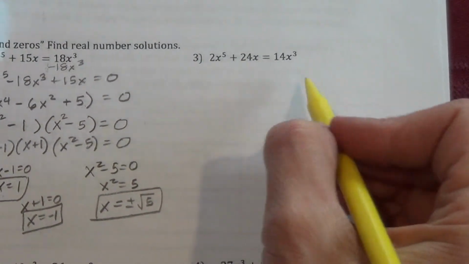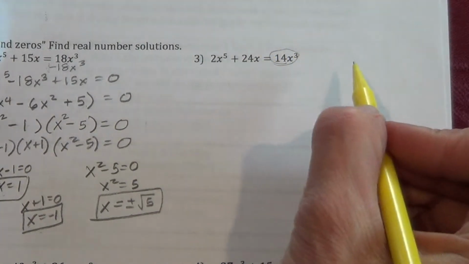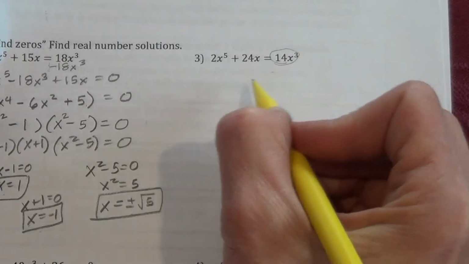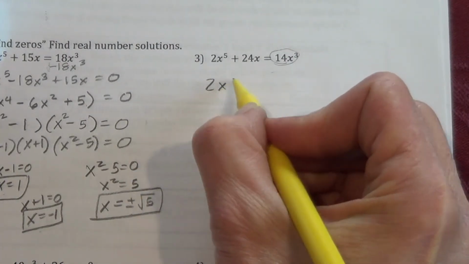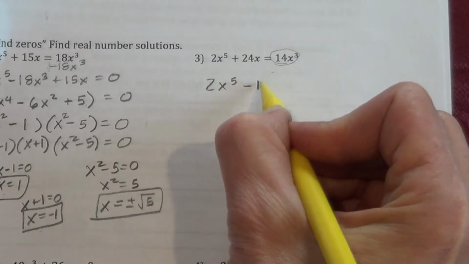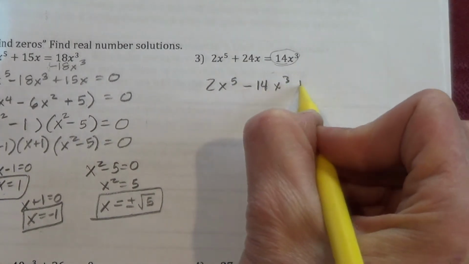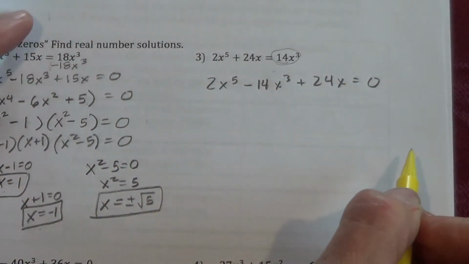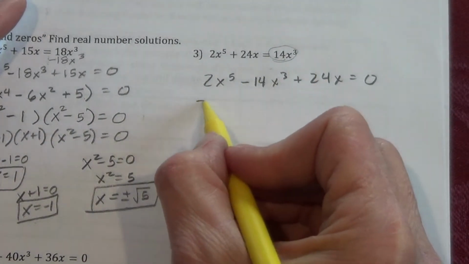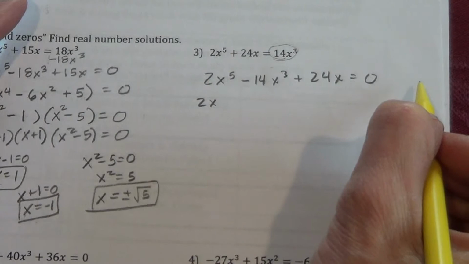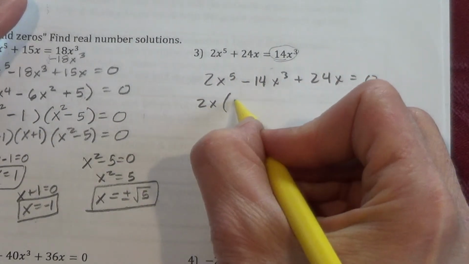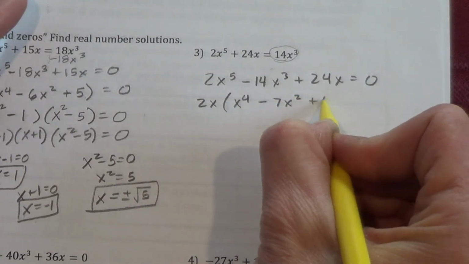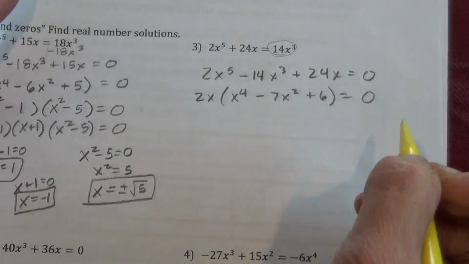polynomial, we go ahead and we get that term that's on the right-hand side over to the left-hand side by subtracting, getting rid of it on the right-hand side. So we have 2x to the fifth minus 14x cubed plus 24x equals 0. Now we would look at that. What can we factor out? We could factor out a 2x. So we have x to the fourth minus 7x squared plus 6 equals 0.